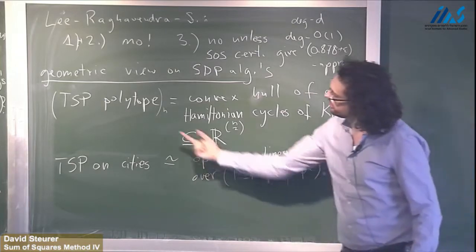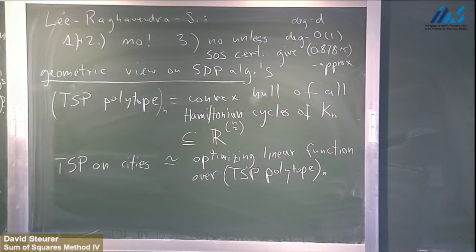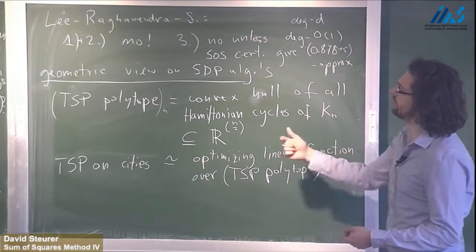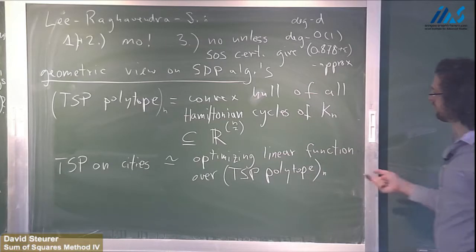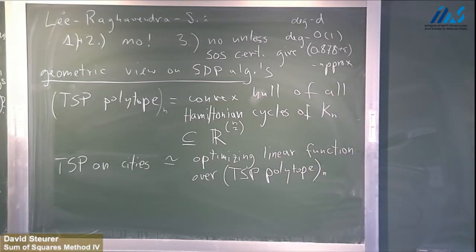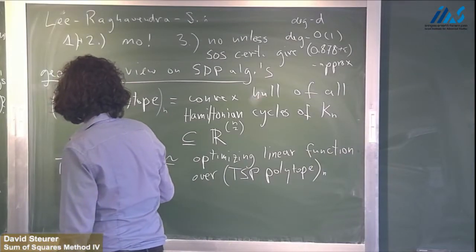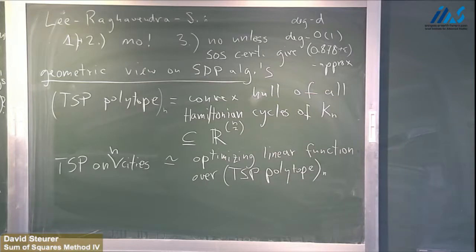Somehow it means that this polytope captures the problem. That's just the definition of the problem. Each coordinate has a weight that corresponds to the edge, and you optimize that function. Usually the way you describe it is that you're interested in the length of the tour on n cities, but the length of a tour is a linear function on this polytope. You can use that n twice, we're recycling again.